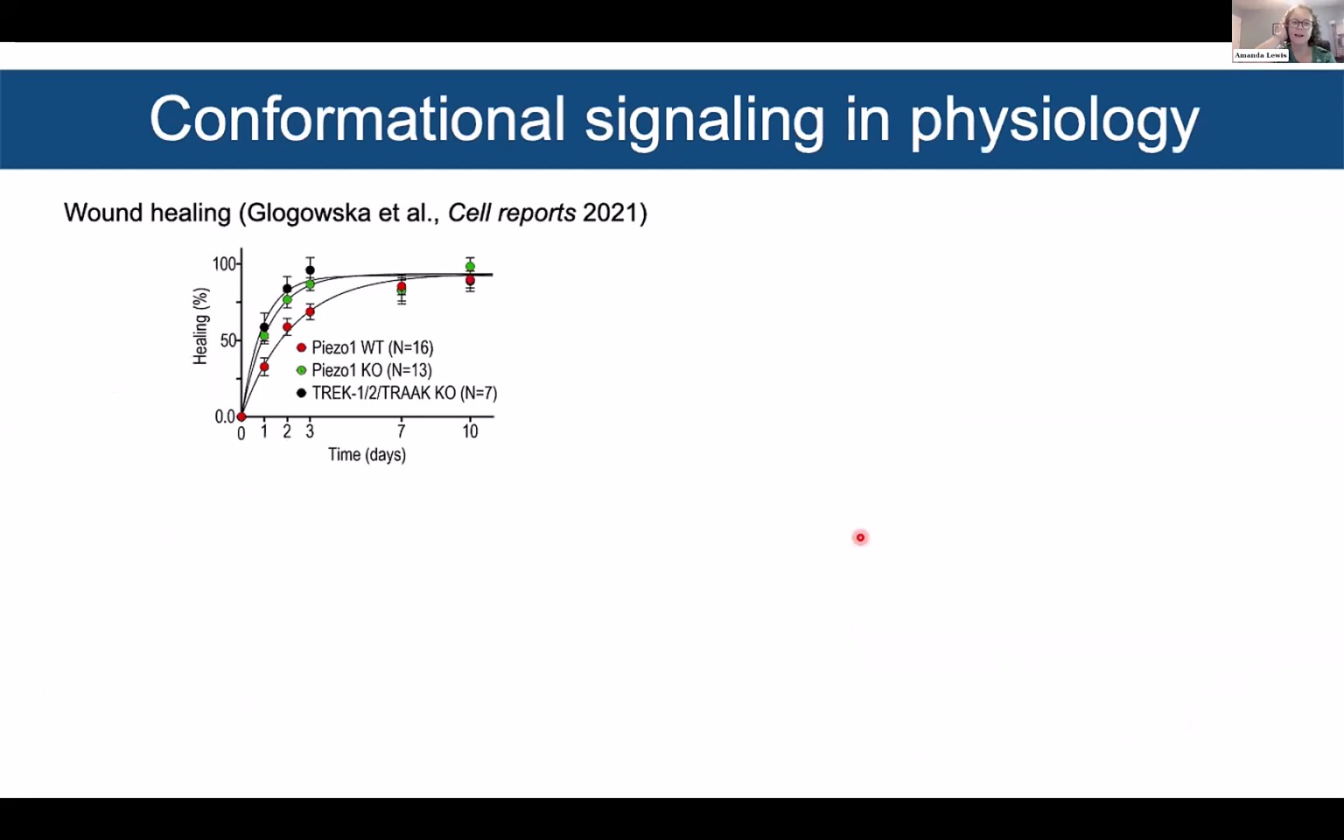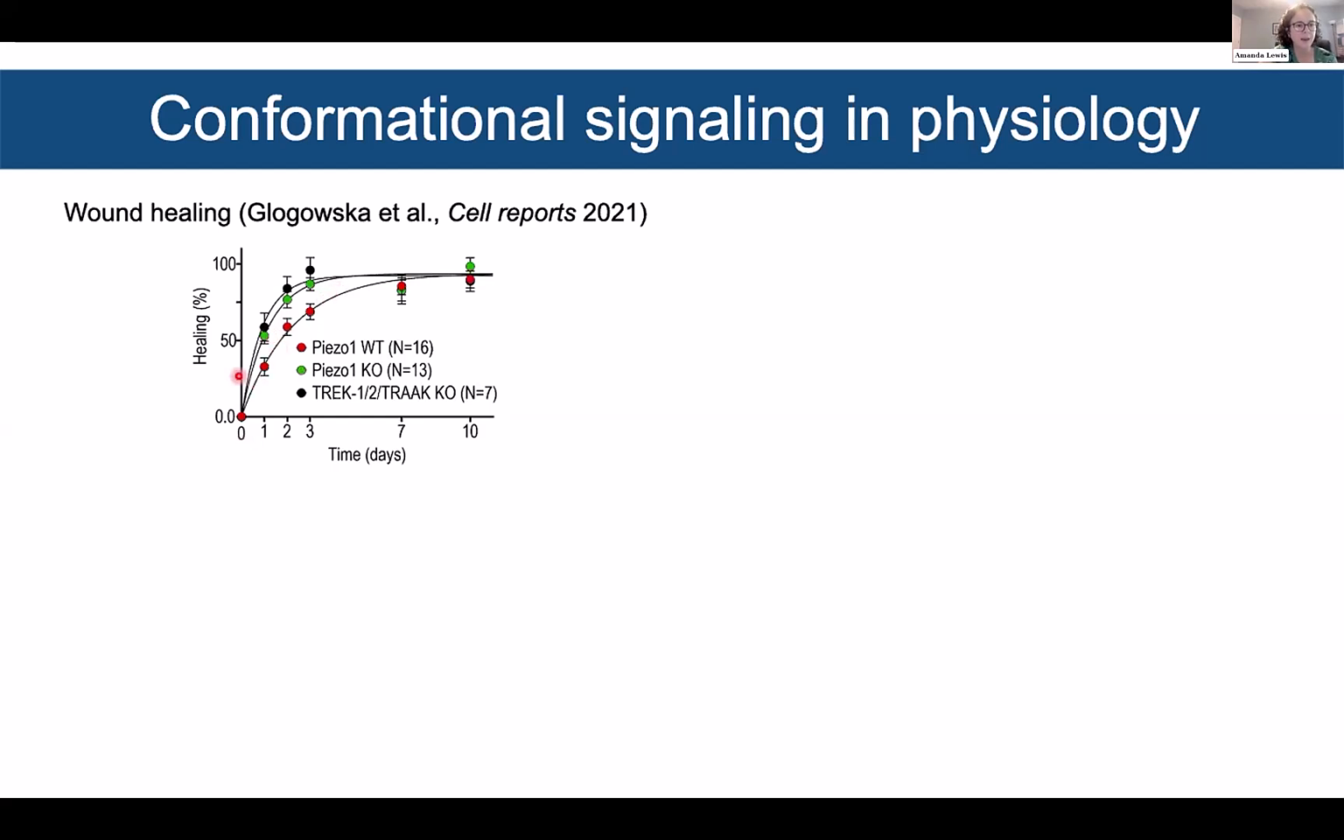And so I just want to take my last couple minutes to speculate a little bit about the role of conformational signaling in physiology. So I mentioned already that this direct link between Piezo1 and TREC1 has been found in at least one native cell line. In the same study, they also found that Piezo1 modulates TREC in mouse gingival fibroblasts, and further, that both Piezo and TREC knockouts have the same effect in a wound healing assay in this tissue.